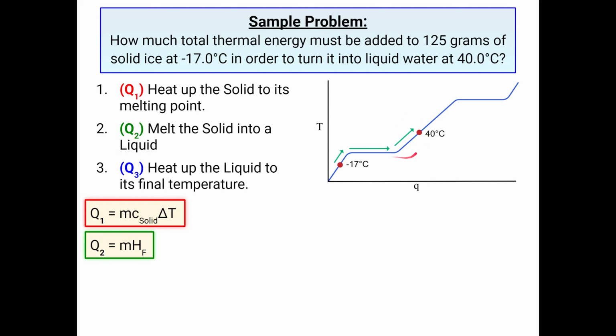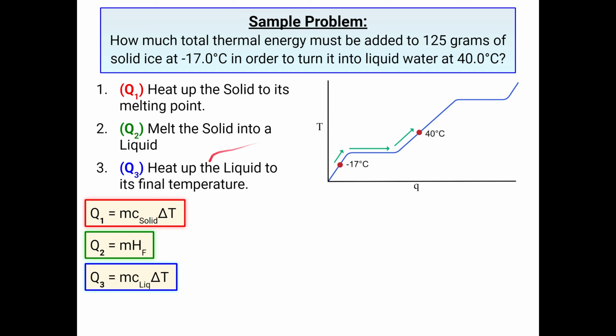And finally, the third step involves heating up the liquid that we've made from its original melting point to its final temperature. That would be going from 0 degrees Celsius to 40 degrees Celsius. That's a temperature change, so we must use the formula that has a change in temperature in it, or delta T. So therefore, the equation we would use is Q equals mcΔT, which is the formula that we always use when something is changing temperature.